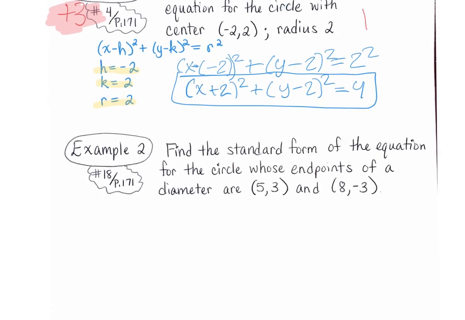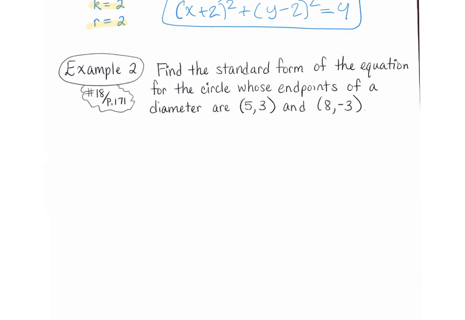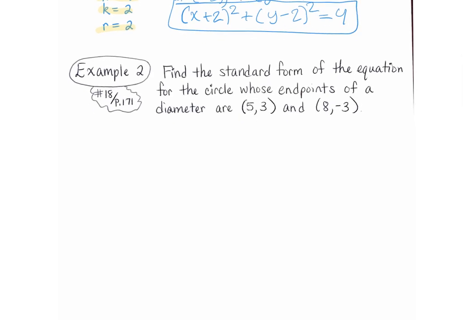Okay. So example 2 says find the standard form of the equation for the circle whose endpoints of a diameter are 5, 3, and 8, negative 3. What do we know about diameter? It's half of the radius, right? Very good. The midpoint of the diameter of a circle is the circle's what?